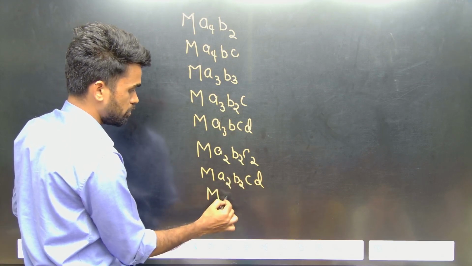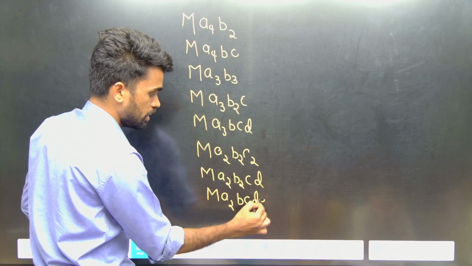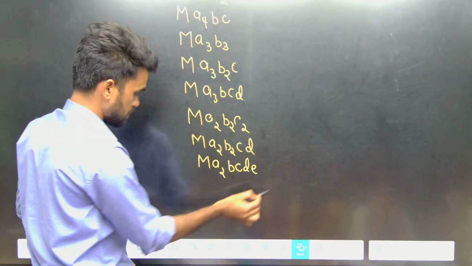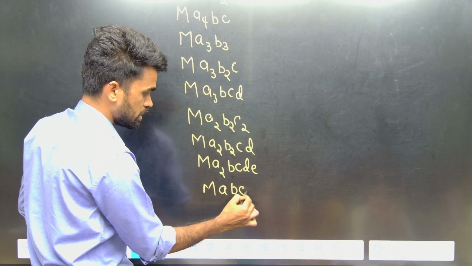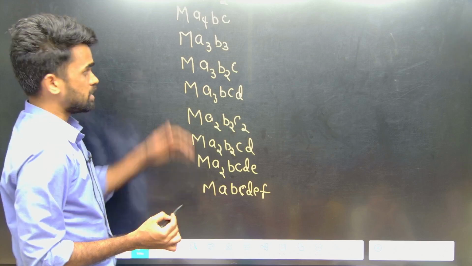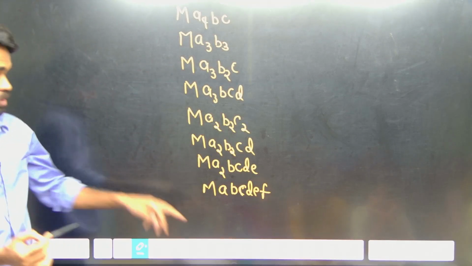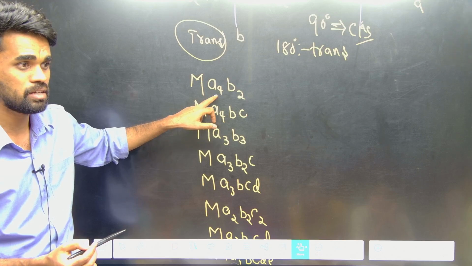Next, A2, B, C, D, E. Okay. Next, A, B, C, D, E, F. Is this clear? These are the possible ways now. You come in the systematic way only, like this only. First one, what is possible here?